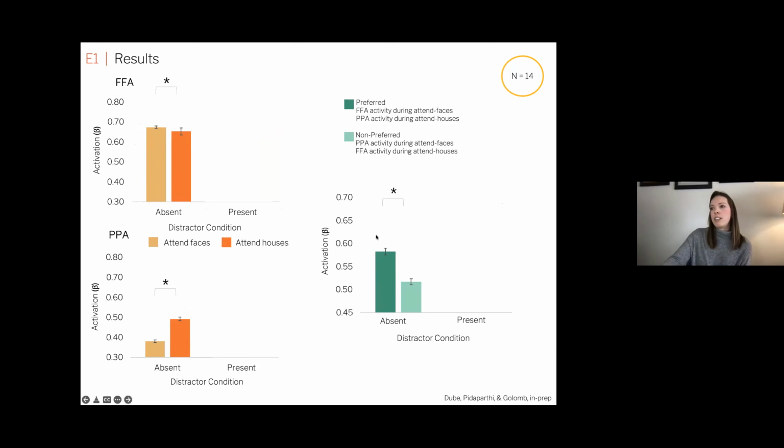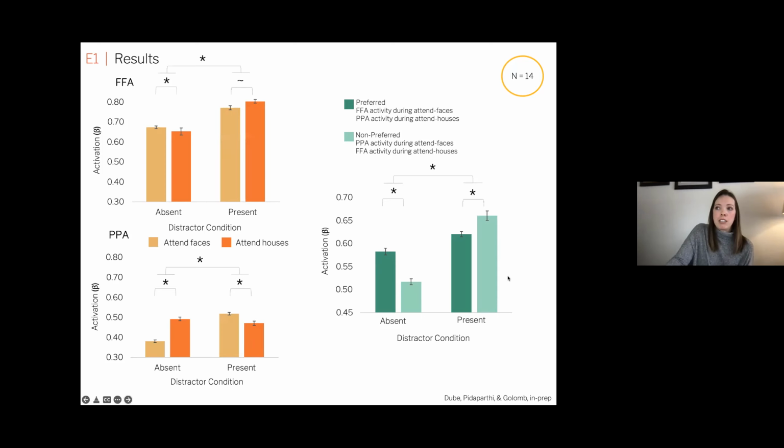And again, this difference here is reflecting effective attentional filtering. So they're really able to prioritize the preferred stimulus and filter out that non-preferred stimulus. But what happens on distractor present trials? What happens to this evidence of filtering? It goes away. So what we see here is this relative increase in activation reflecting the processing of that non-preferred stimulus category. So this is processing houses on attend faces trials when there's a distractor present, and processing faces on attend houses trials when there's a distractor present.